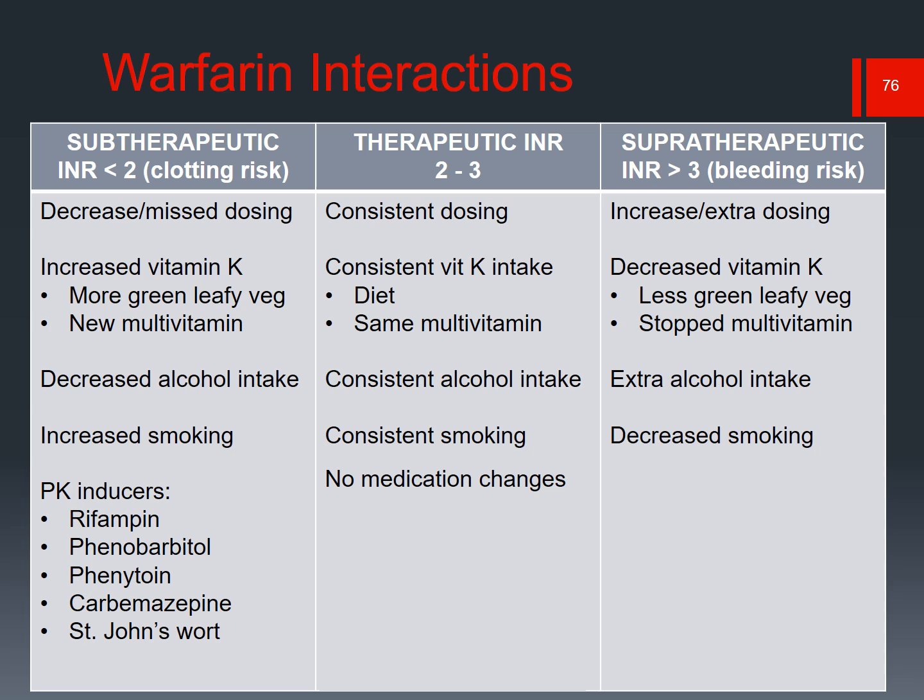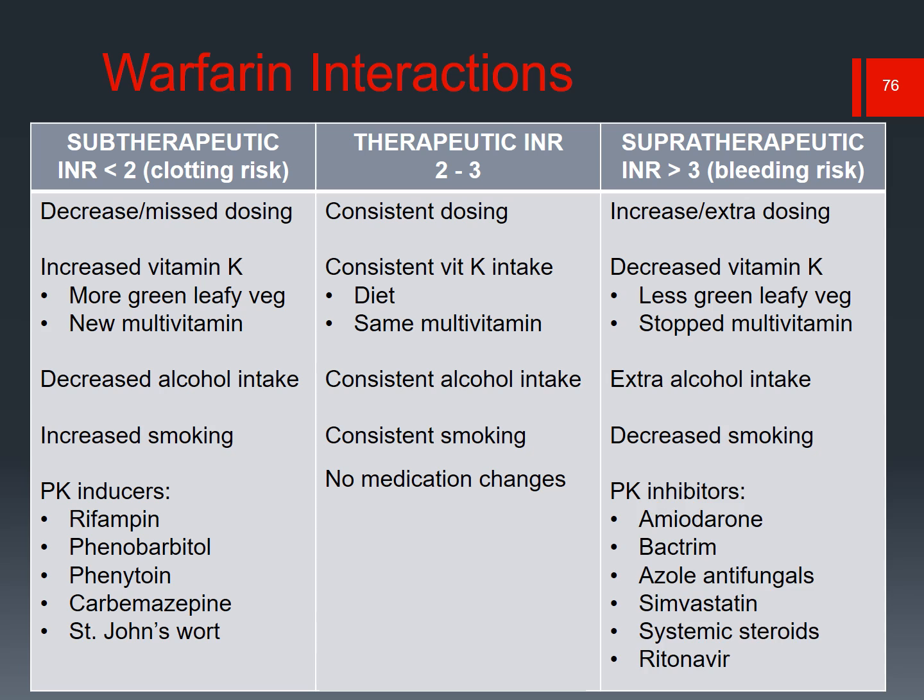There are inducers, which will induce the metabolism of warfarin. So these are pharmacokinetic inducers through the CYP enzymes. We have rifampin, phenobarbital, phenytoin, carbamazepine, and the nutraceutical St. John's wort. These will all work to increase the metabolism of warfarin, thereby lowering the INR.